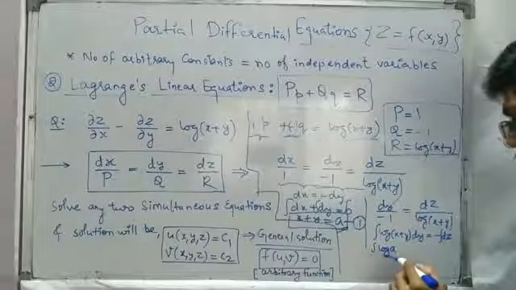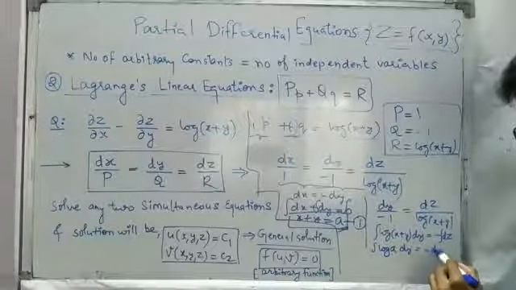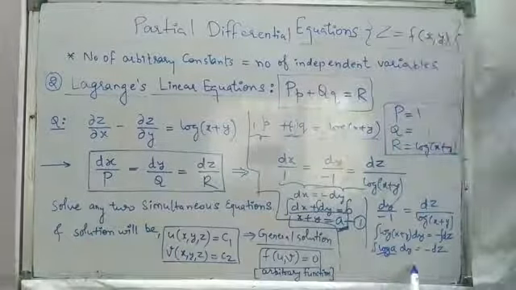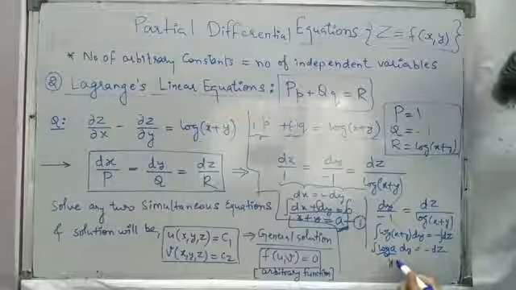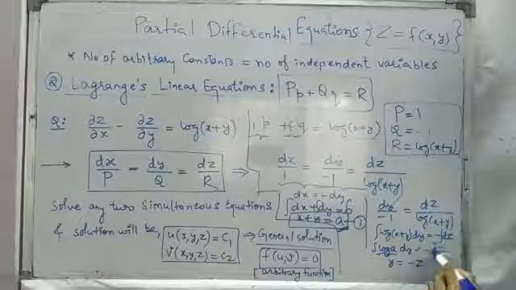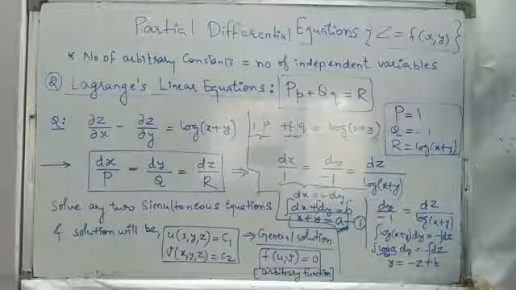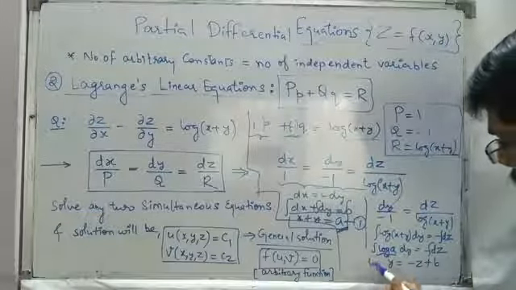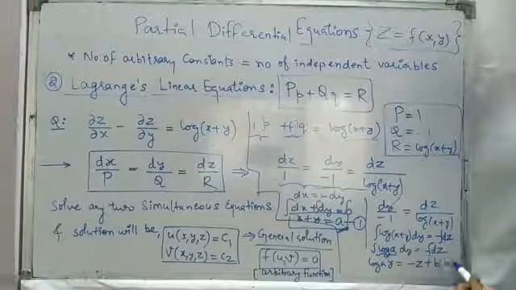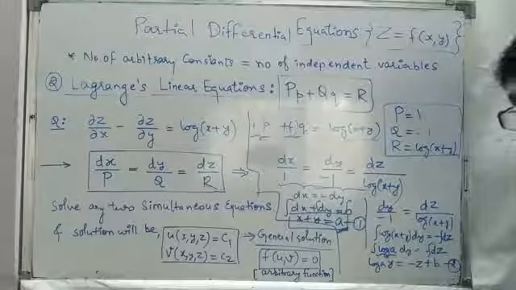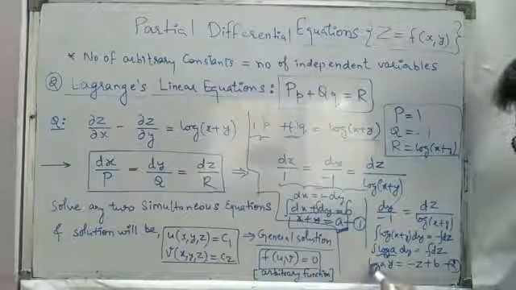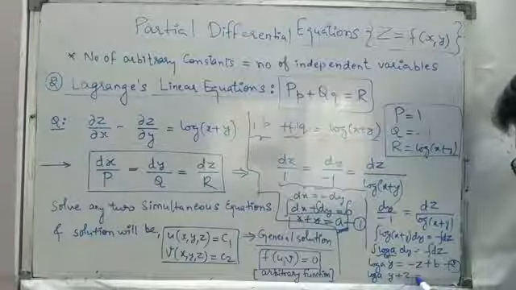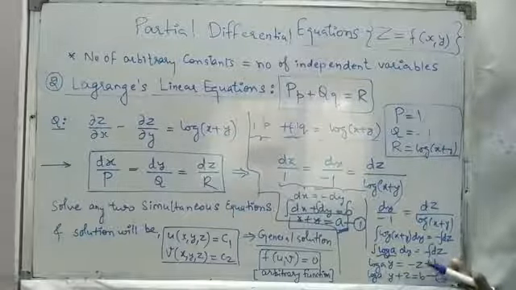So if we substitute that, we have log a dy is equal to minus of dz, and as a is a constant, we can take log a outside. Integration of dy will be nothing but y, and integration of dz is z, and we are going to get another arbitrary constant, which we take as b. So we have the other equation, log a into y is equal to minus z plus b. If we write it in the form of equal to, log a into y plus z is equal to b. So this we'll call equation number 2.